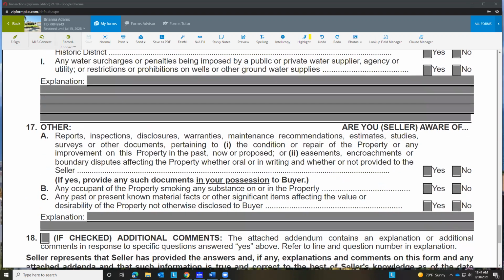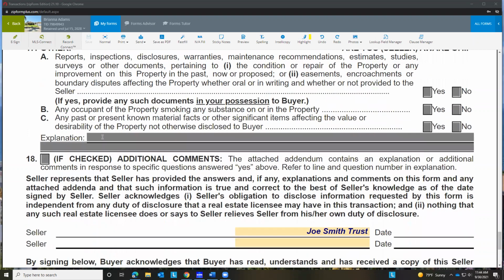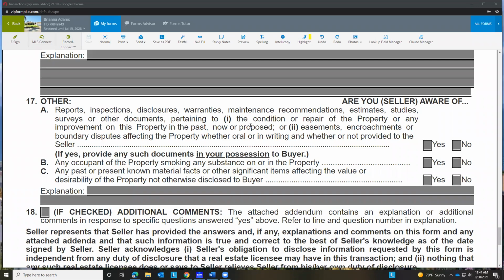Number 17, other. Are you, the seller, aware of reports, inspections, disclosures, warranties, maintenance recommendations, estimates, studies, surveys, or other documents pertaining to the condition or repair of the property, or any improvement on this property in the past, now, or proposed, or easements, encroachments, or boundary disputes affecting the property, whether oral or in writing, whether you're yelling at your neighbor across the fence, or whether you have it in writing, whether or not provided to the seller. If yes, provide any documents in your possession.